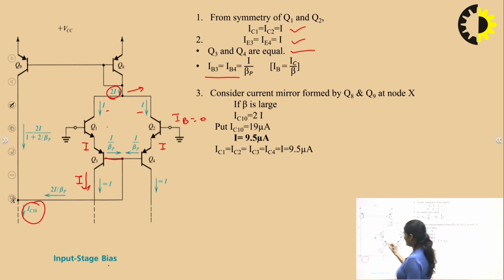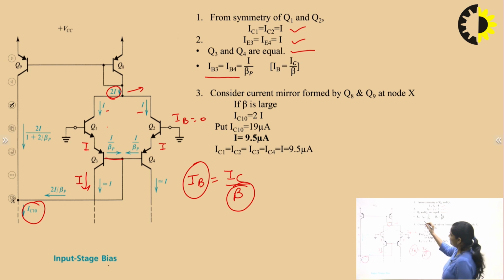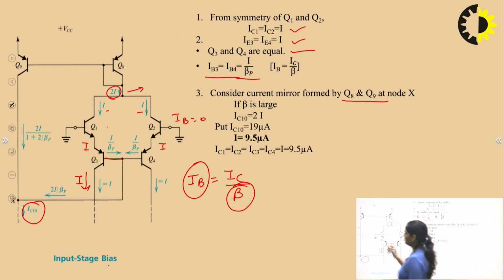You all know we are assuming base current is nearly equal to 0, but actually IB is equal to IC upon beta. If beta is very large, then we can consider IB is equal to 0. But here we are considering IB3 is equal to IB4 is equal to IC upon beta, and IC is equal to I. So this is the equation. Now consider the current mirror formed by Q8 and Q9. Now current is provided to this terminal of Q19 by using the current mirror equation. We will get 2I upon 1 plus 2 upon beta.